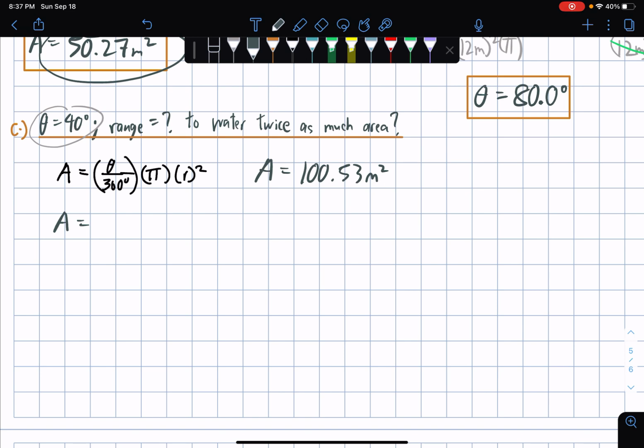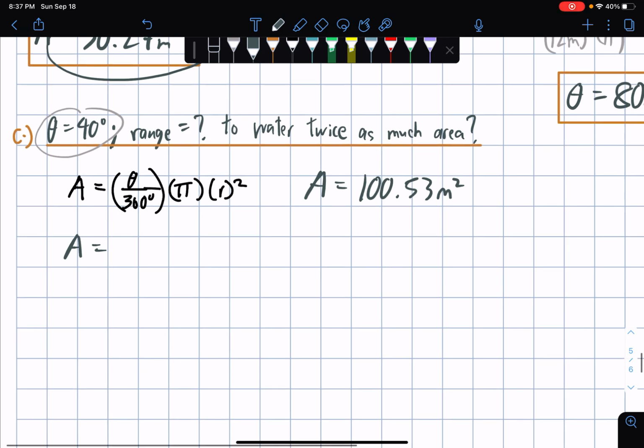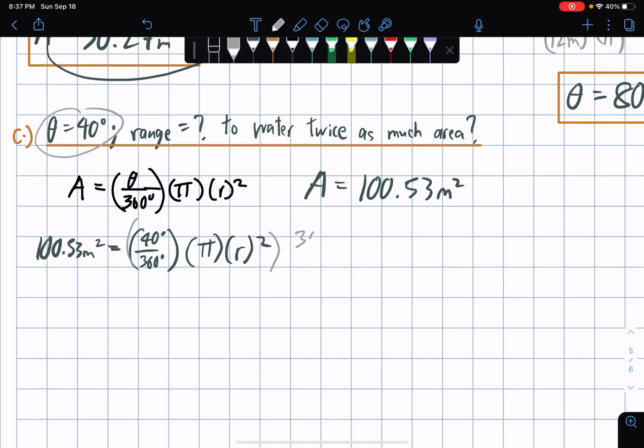Okay, I'm back. I'm sorry for the inconvenience. Anyways, for A, it's 100.53 m raised to 2. Then at the other side, it's theta over 360 degrees. Theta, such that theta is 40 degrees. So 40 over 360 times pi times the range. Range, by the way, is another way of saying radius. So yeah, just so you know, to avoid the possible confusion.